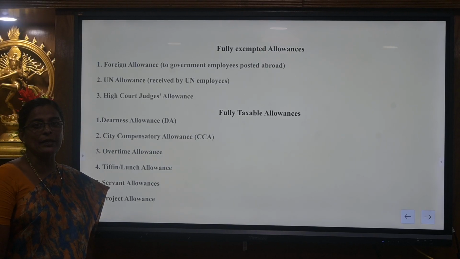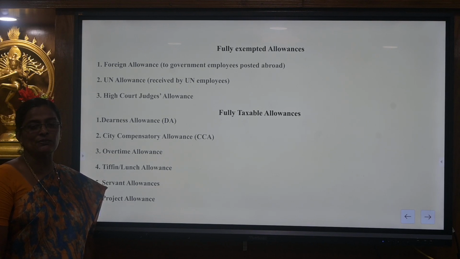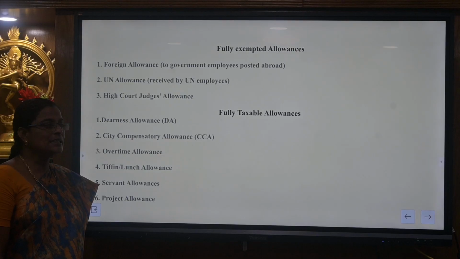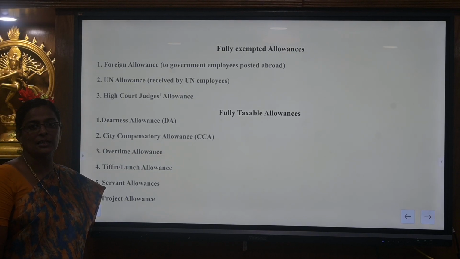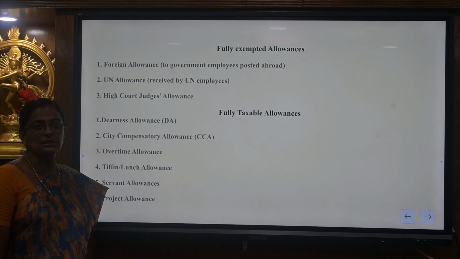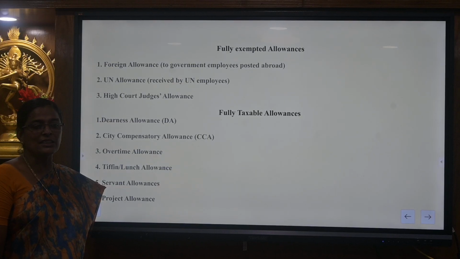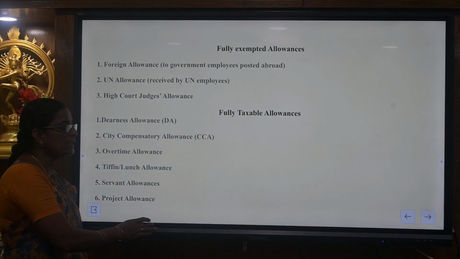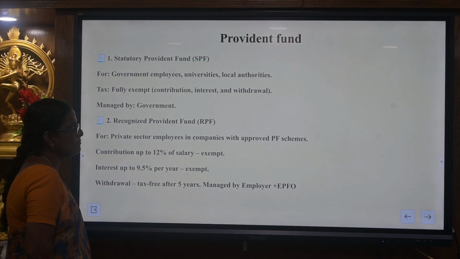And the next one is UN allowance, which is fully exempted from tax. And the next one is, if any allowances are received by High Court judges, they are fully exempted. And next one is fully taxable allowances. Fully taxable allowances include dearness allowance, city compensatory allowance, tiffin and lunch allowance, servant allowance and project allowance. And some more allowances are available under the category of fully taxable allowances.